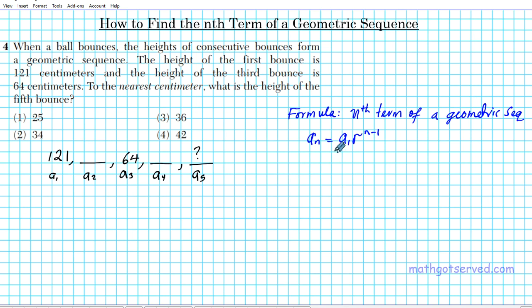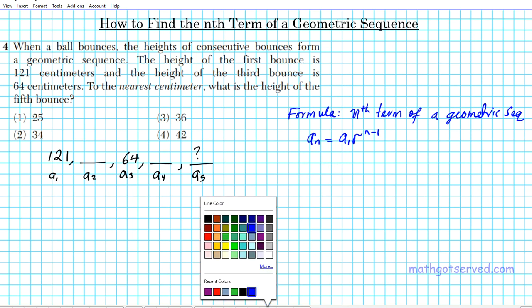Now, with this formula, if you're given any two components, you can find the third one. For example, if you're given a particular term and the first term, you can find the common ratio. If you're given the common ratio and the first term, you can find the third term. In this particular case, we are going to be using this formula twice, because we're asked to find the fifth term.